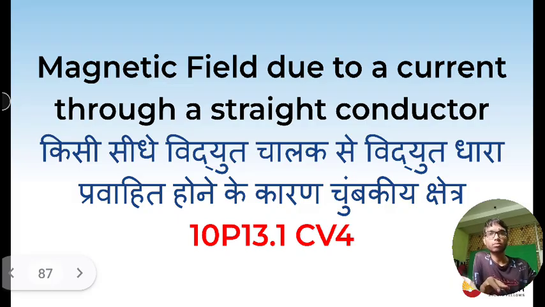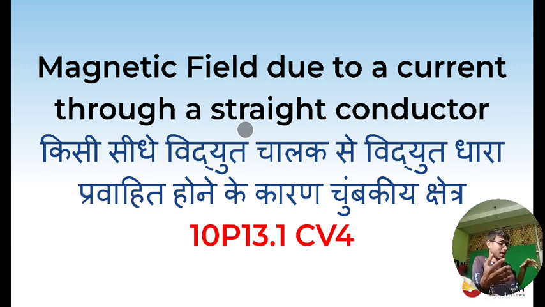Next, the magnetic field due to a current through a straight conductor. We are going to take a straight conductor and apply current inside it. Then we will see the magnetic field. When we apply current inside the conductor, can we see a magnetic field? Let's see.